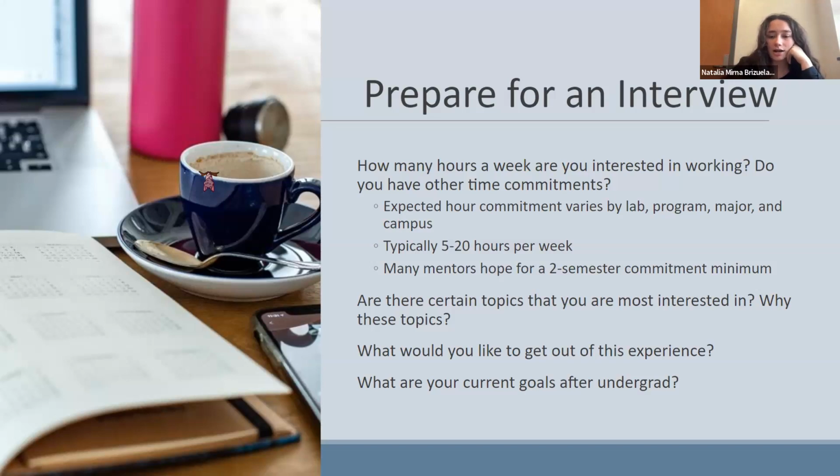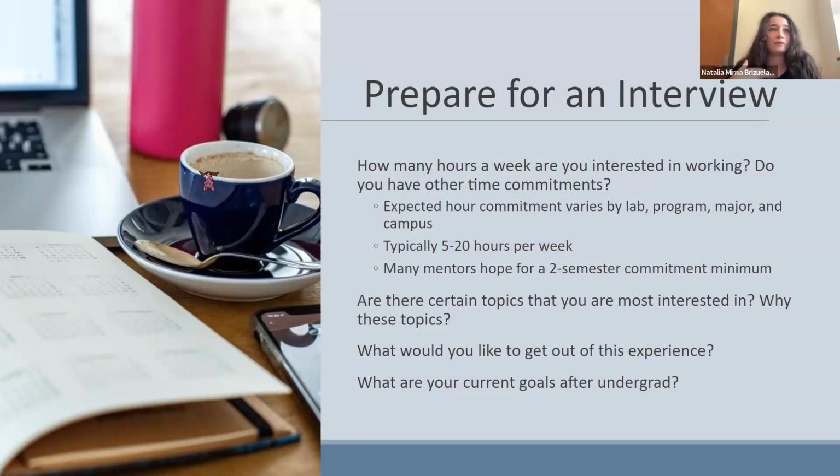Yeah, so then, like we talked about, certain topics you're most interested in, why those topics, let them know what your goals are. A lot of professors really want to know what your plans are after college or through college, because that helps them understand what project you might be best suited for. And also that helps them understand what skills are really important for you to learn.